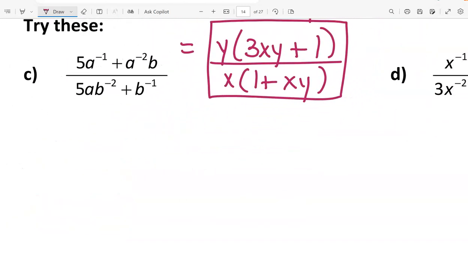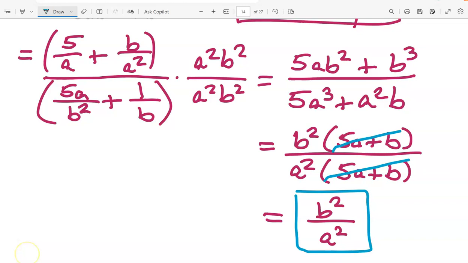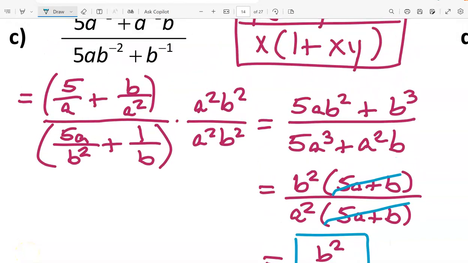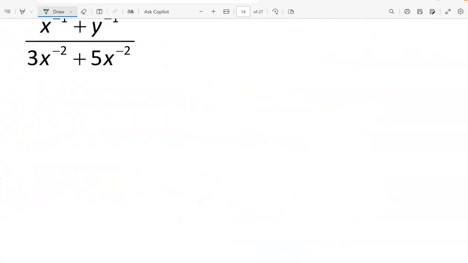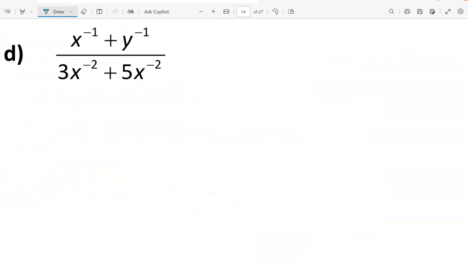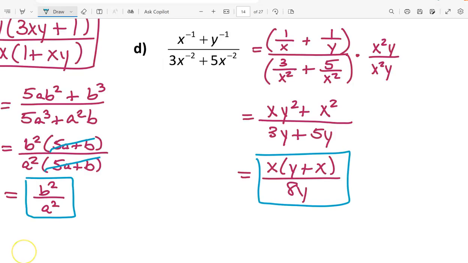All right, your turn to try C on your own. Here's the result for this one. Now pause the video once again while you try this last example in D. Here's the result for the last try this, and that is it for the lesson.